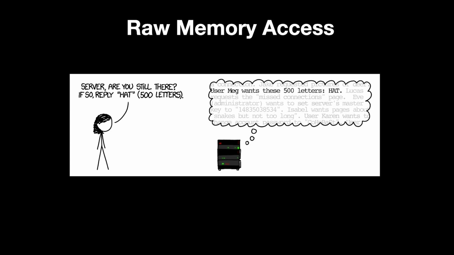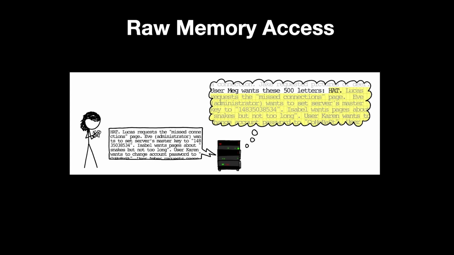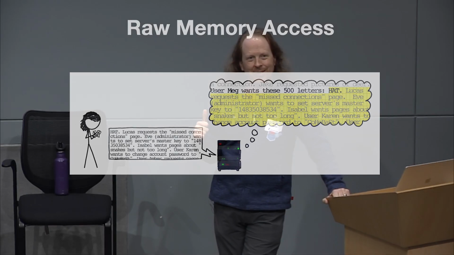And then our friendly attacker says, send back hat, which is 500 letters long. And the server dutifully sends back whatever 500 bytes of memory there are, starting with HAT, and it includes somebody's password and somebody's... Okay, this is not hypothetical. This is the Heartbleed bug. This actually happened. This happens a lot.